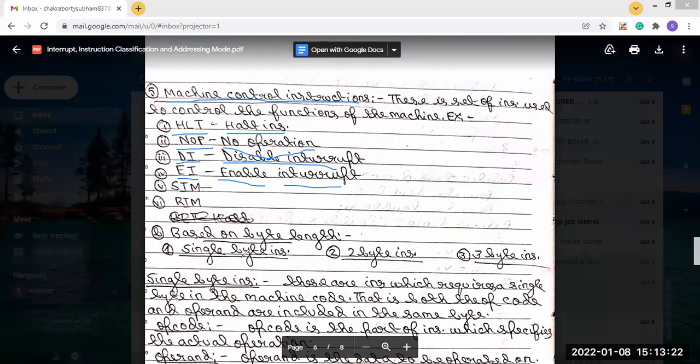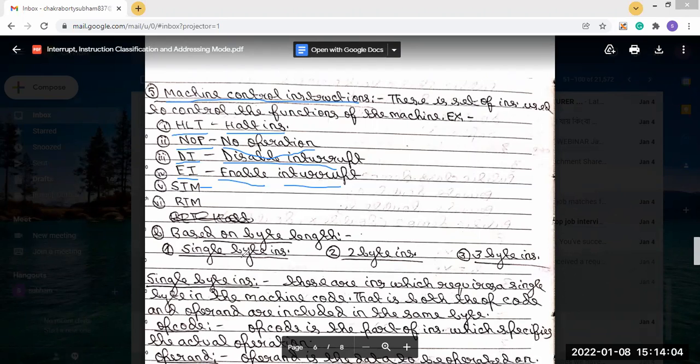These are present. So the first one, we will discuss the single byte instruction. From the name you can understand that single means it requires only a single byte in machine code. That's why its name is single byte instruction. Both the opcode and the operand are included in the same byte. That means the operand and the opcode will be present in the same byte.